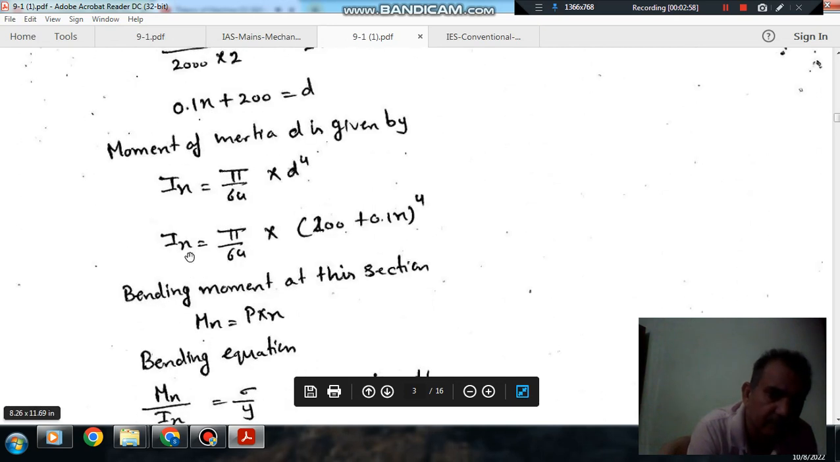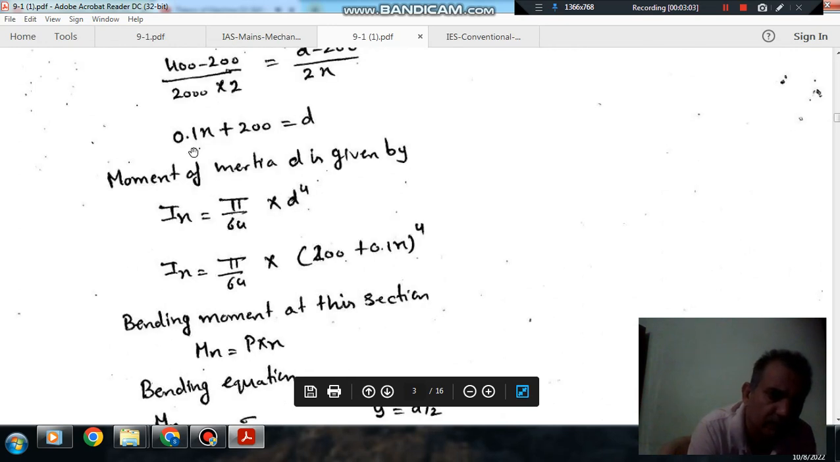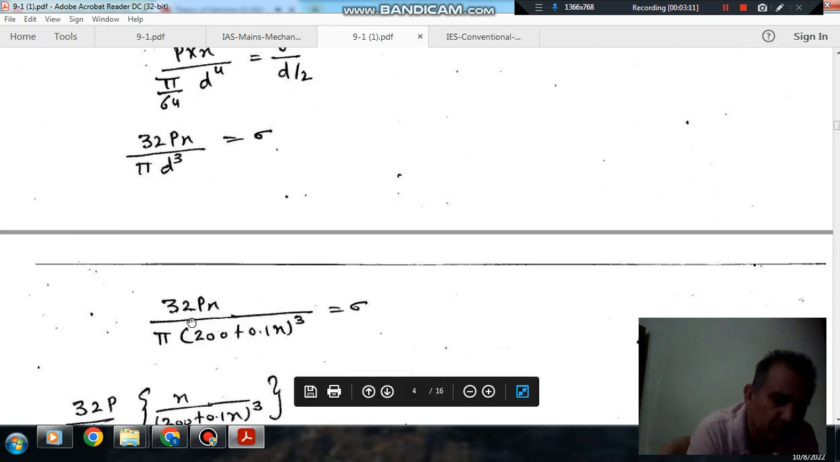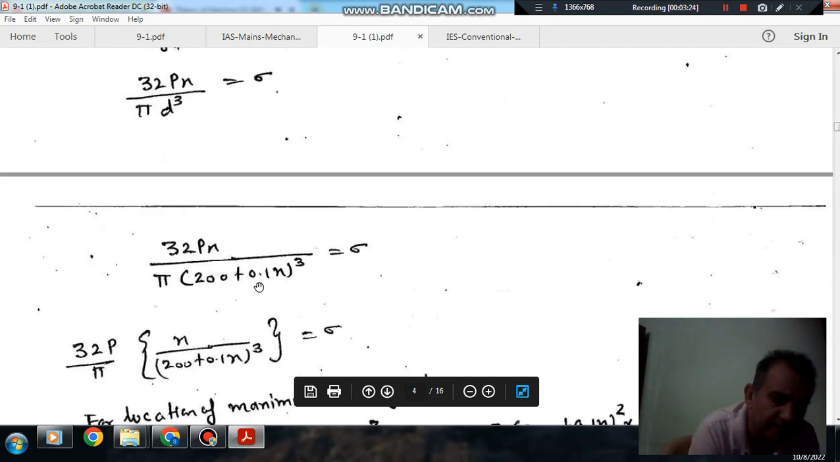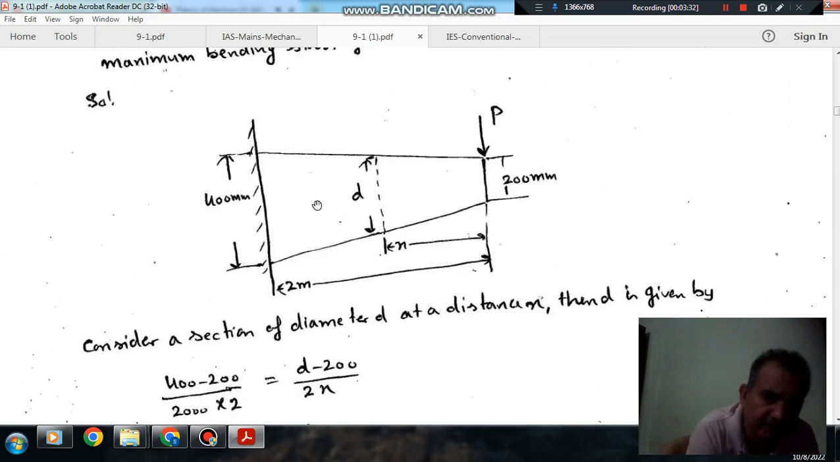Now we can put the value of d, that is 0.1 x plus 200. So sigma will be 32 P x divided by pi times (200 plus 0.1 x) whole cube. So this is the expression for bending stress at any section at a distance x from the free end. In this we can see that the area is decreasing in this direction, and bending moment is increasing in this direction.